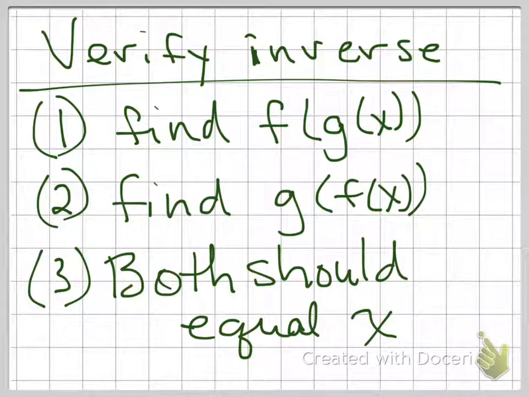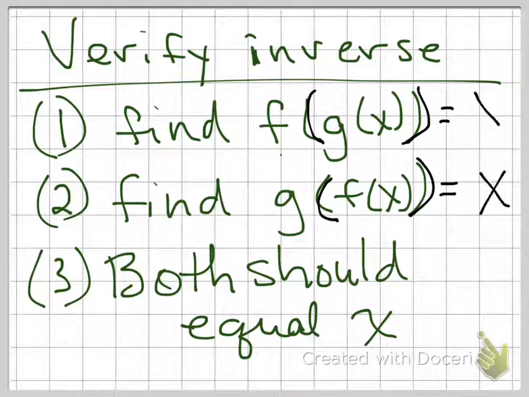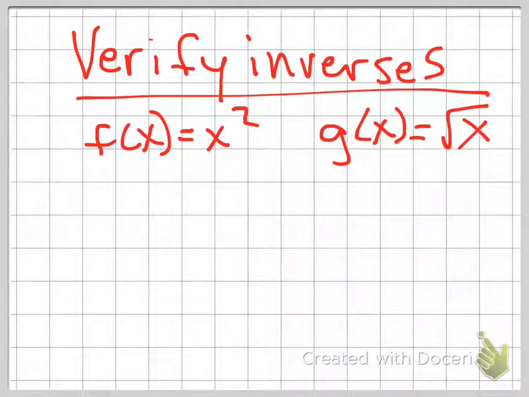Okay, the next type of problem is going to be verifying inverses. When you verify two inverses, you find these two combinations. The first one is called f of g of x. The second one is called g of f of x. I'm going to show you how to find both of those. And when you find both of them, if you have inverses, then both of those answers, f of g of x and g of f of x, should both equal x. If you get x for each of them, then you know you have inverses. So here's what an example of this would look like.